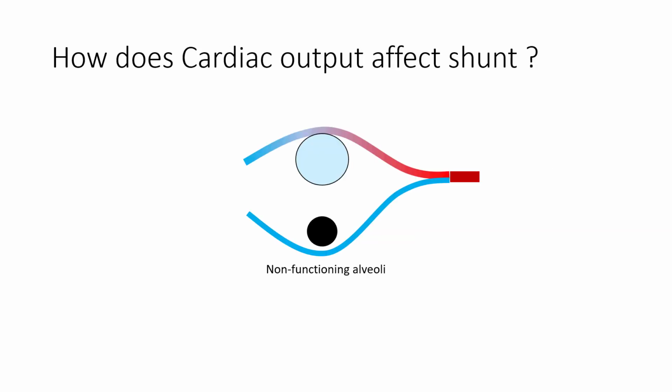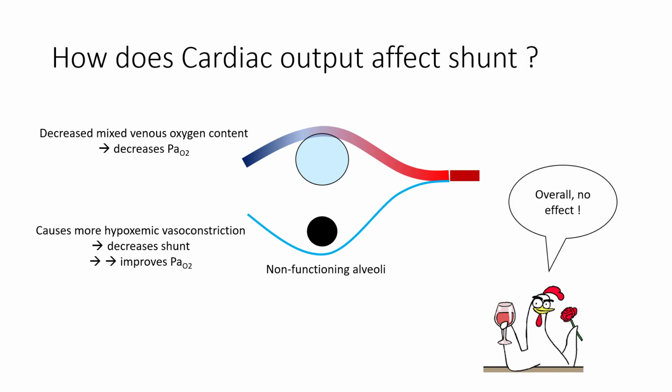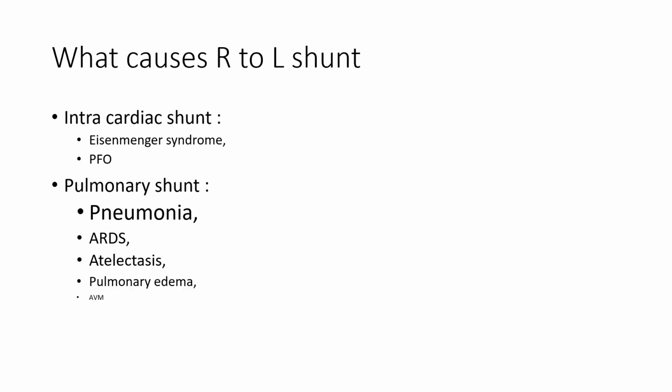How does cardiac output affect a shunt? If your cardiac output drops, the first thing you notice is that your venous content, the PvO2, drops significantly, and if this drops, obviously your PO2 is going to drop as well. However, decreasing the cardiac output also decreases the blood flow through the shunt, and this is because low flow states cause more hypoxic vasoconstriction, thus decreasing the shunt area, and they can improve the PO2. So overall, these two effects balance out, and there is no effect of cardiac output on the shunt.